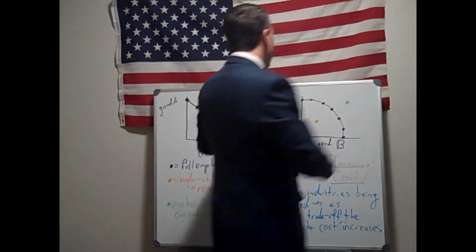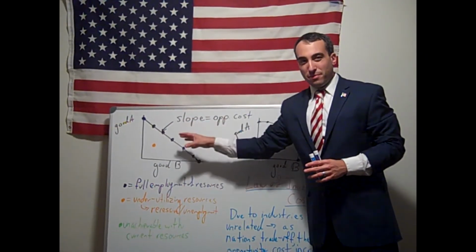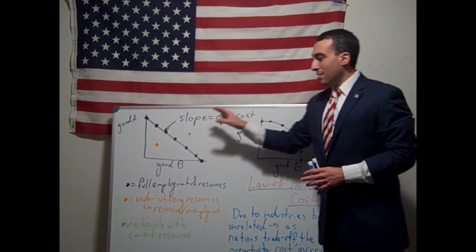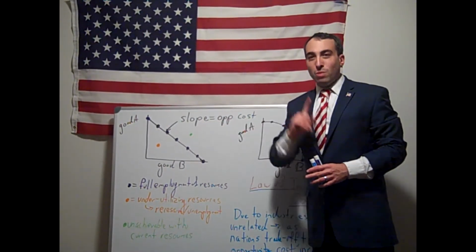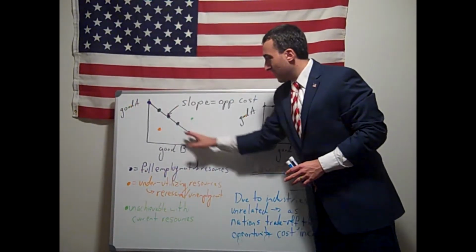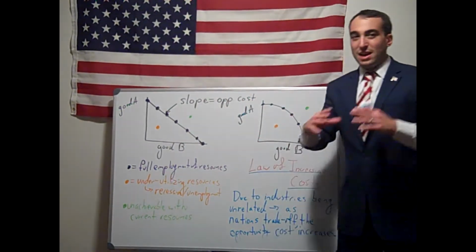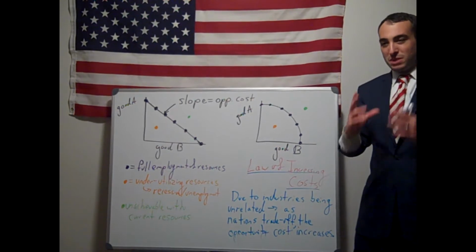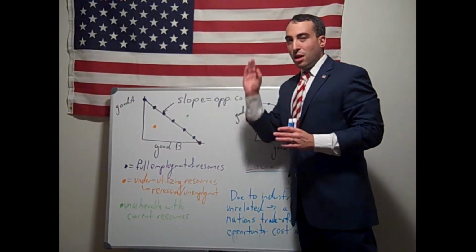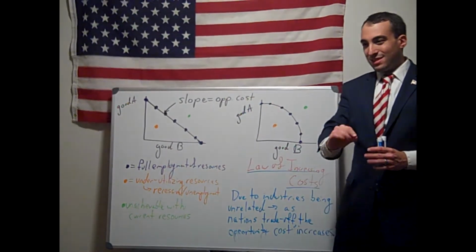The green dots: if the PPC represents full employment of resources, the green dots are unobtainable with the current resources. The line itself represents the maximum production potential. Therefore, the green dot is unachievable right now with the current resources.